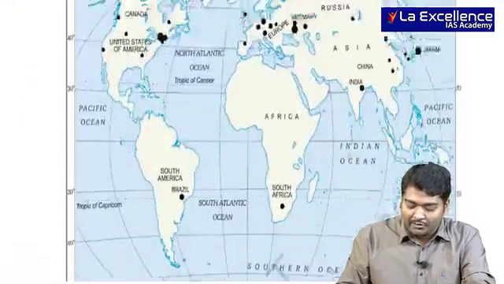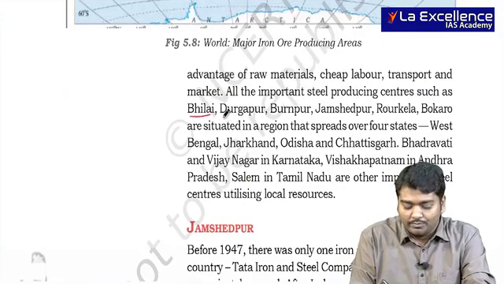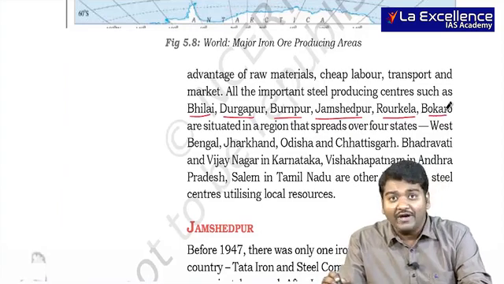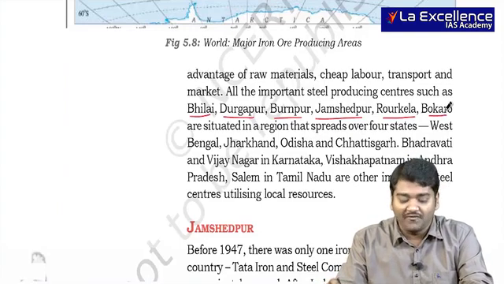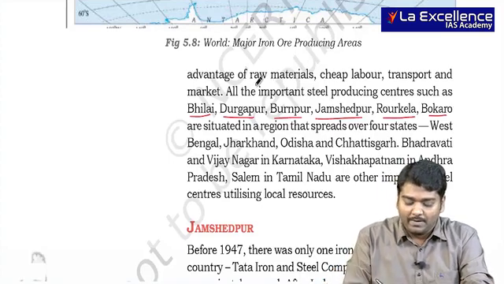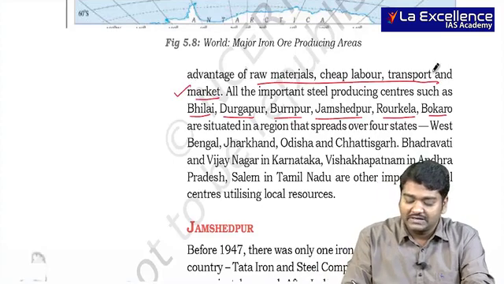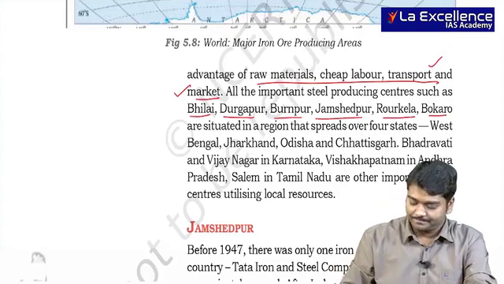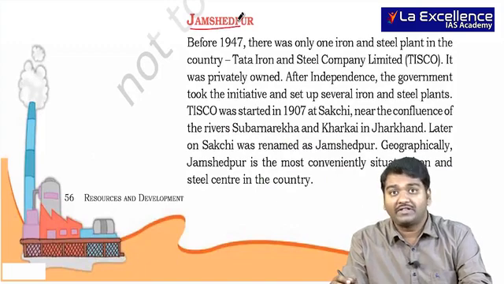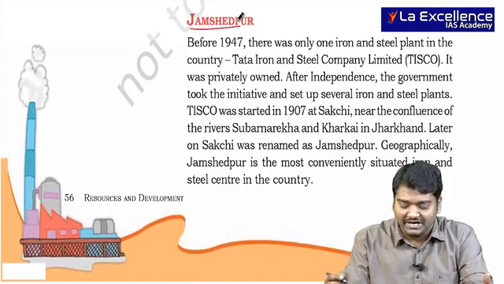When we talk about India, it is present in Bhilai, Durgapur, Burnpur, Jamshedpur, Rourkela and Bokaro, where your iron ore and coal are significantly present. Whenever you have more raw material, cheap labor, transport and market, it is very easy for you to consider this particular fact. Now, they take the example of Jamshedpur, and what were the reasons Jamshedpur was chosen for setting up the iron and steel industry.